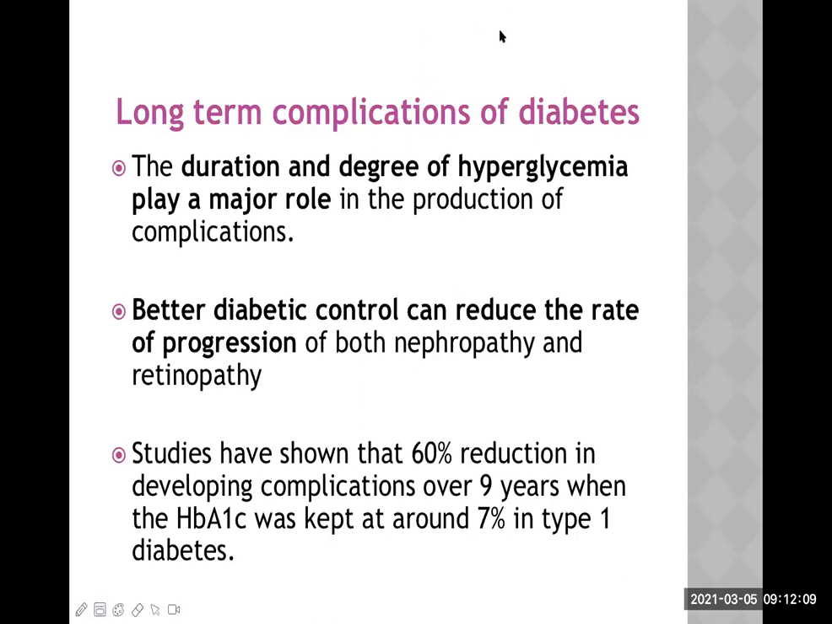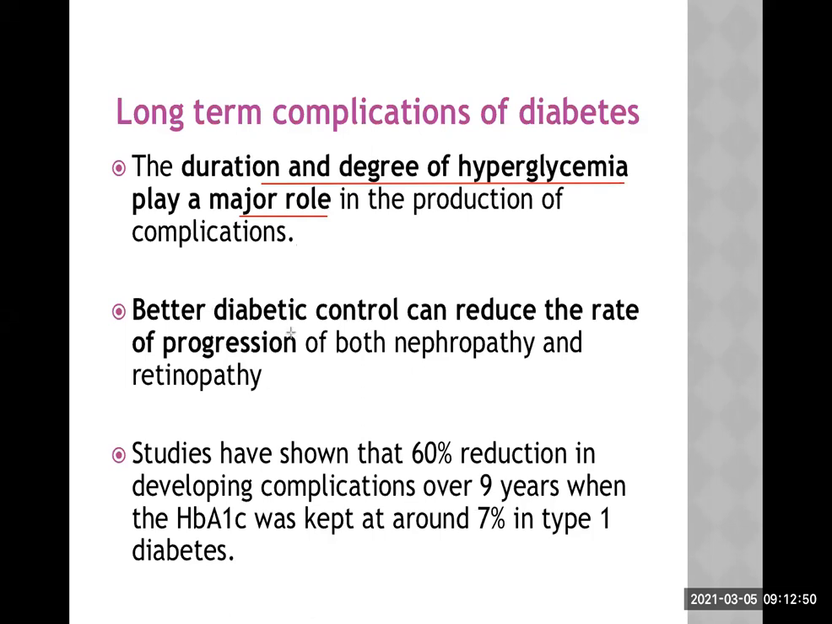Now let's come to the point. The duration and degree of hyperglycemia play a major role in the production of complications. Absolutely, and we need to explain this all the time to the patient. How long that person has been diabetic, what is the level of sugar in the blood, what is the level of HbA1c or glycosylated hemoglobin. These are the major factors which determine how quickly complications will come.